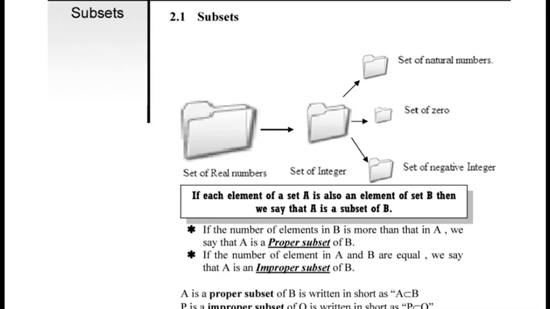Okay. Hello everyone. So today we're going to discuss chapter 2. The title of chapter 2 is subsets. Okay. So what is the meaning of subset? Okay, let's have this example.